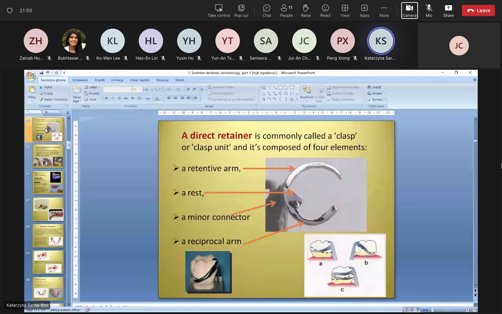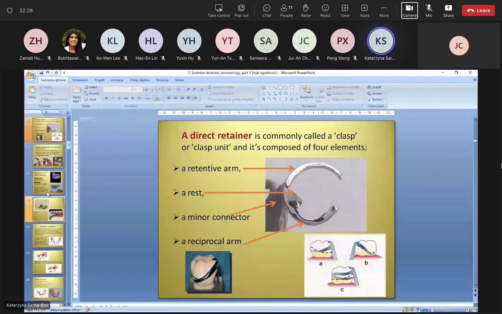So a direct retainer as a clasp is commonly called a clasp or clasp unit. It is composed of 4 elements. Here we have the retentive arm, the reciprocal arm, the rest, some kind of supporting element, and a minor connector which connects the clasp with other elements of the skeletal denture. So this is the clasp unit. And remember, it consists of 4 elements.